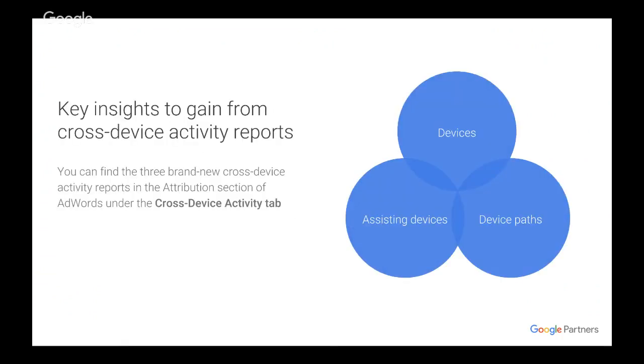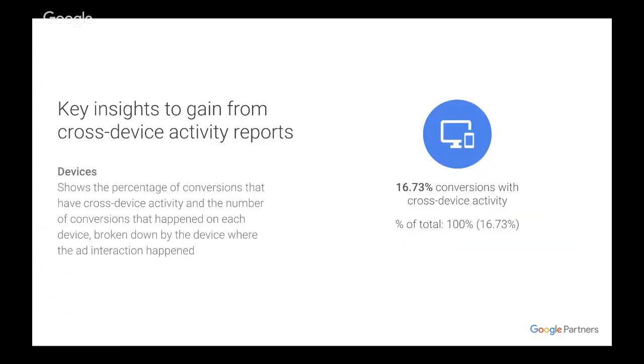Next, here are the key insights that you can gain from the 3 cross-device activity reports. 1, devices. 2, assisting devices. And 3, device paths. Let's start with the devices piece.